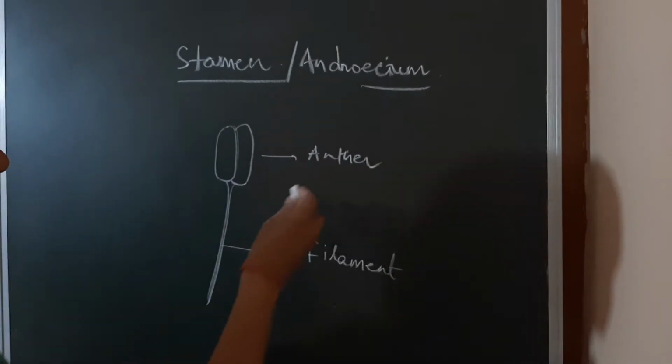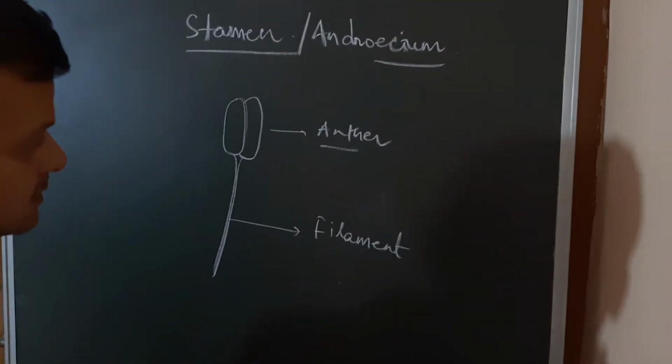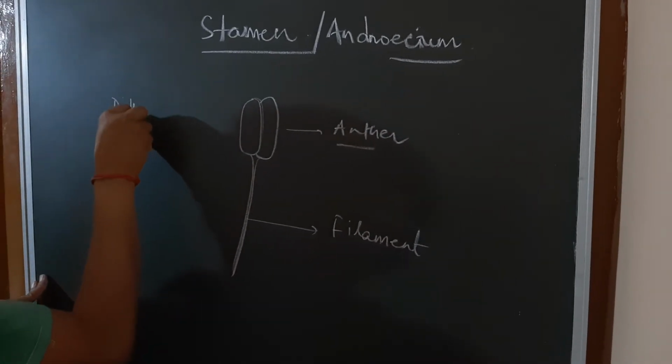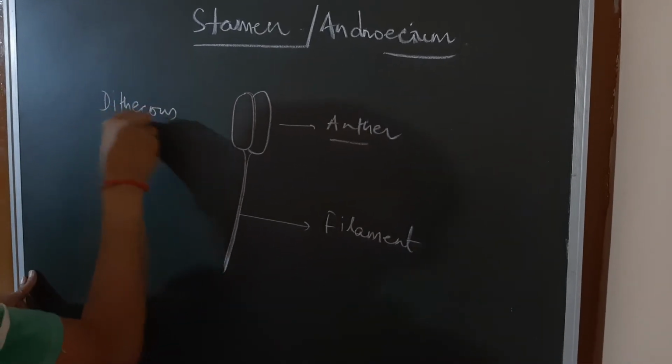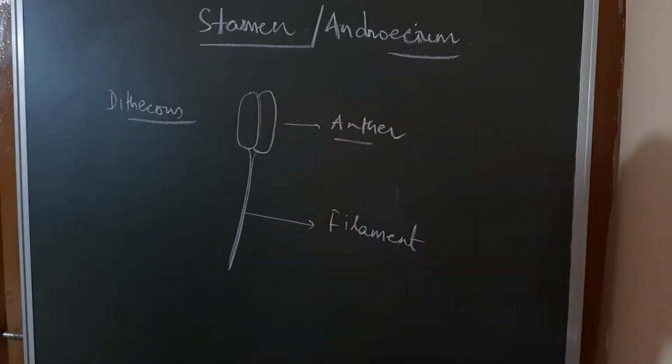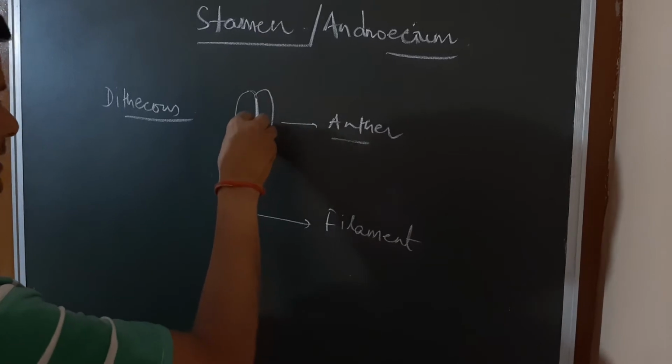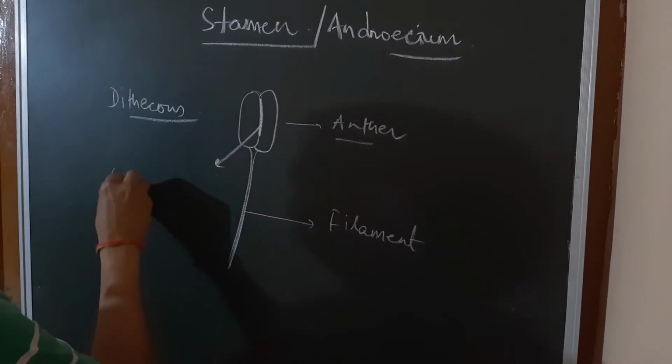Generally the anther is bilobed, and this type of anther is called dithecous. This is a general type of arrangement where the two lobes are connected by a sterile tissue which is called connective. This is what is called connective.